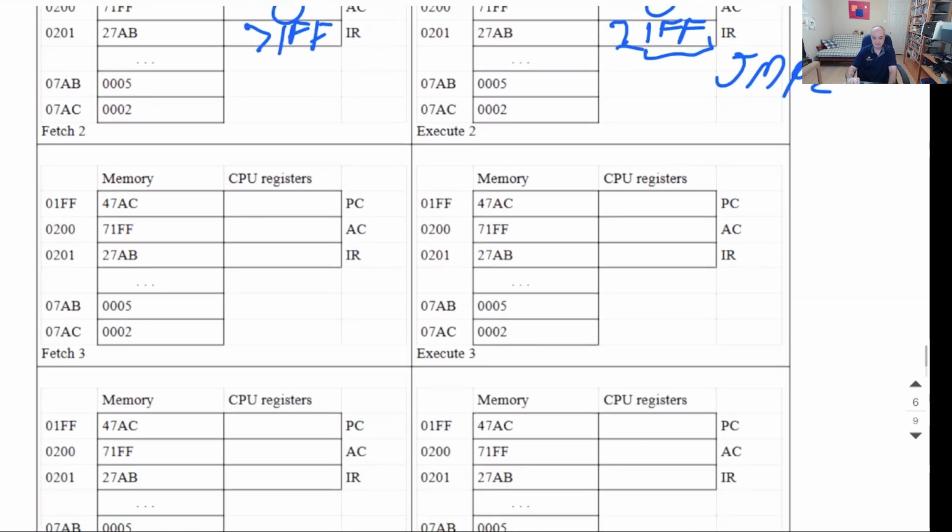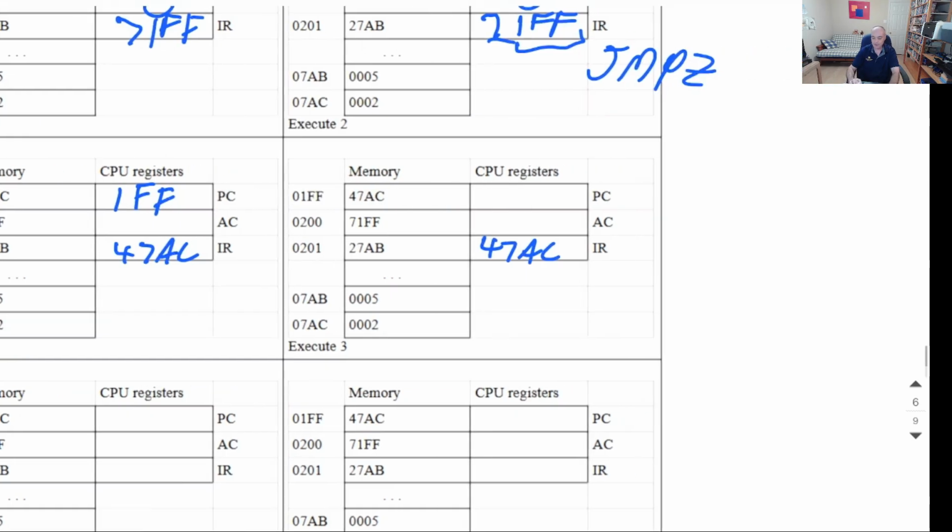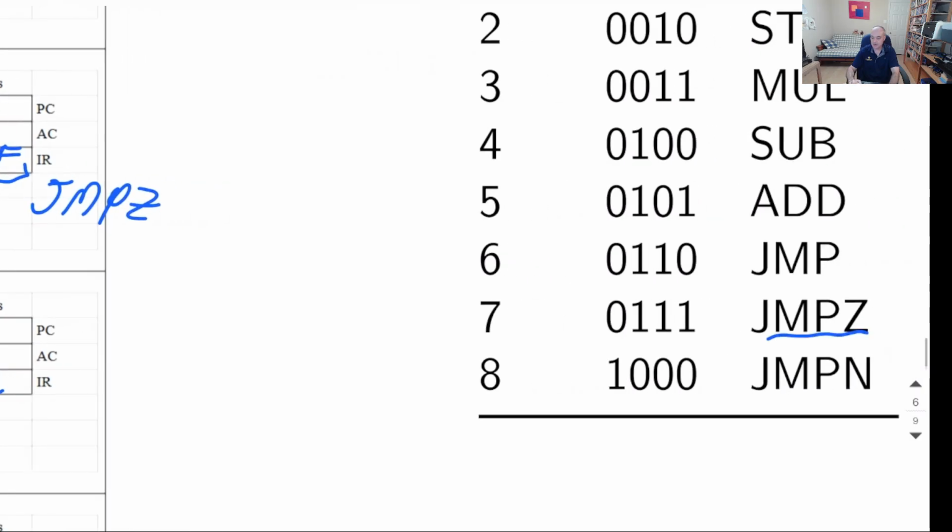Okay. So for our next cycle, we've got 1FF now in our program counter. So we're going to fetch a 47AC. We did this instruction before. So the 4, just to remind you, is our subtract instruction.